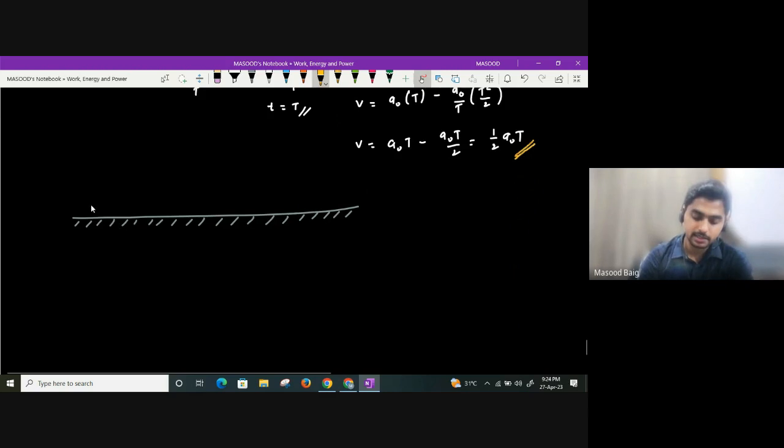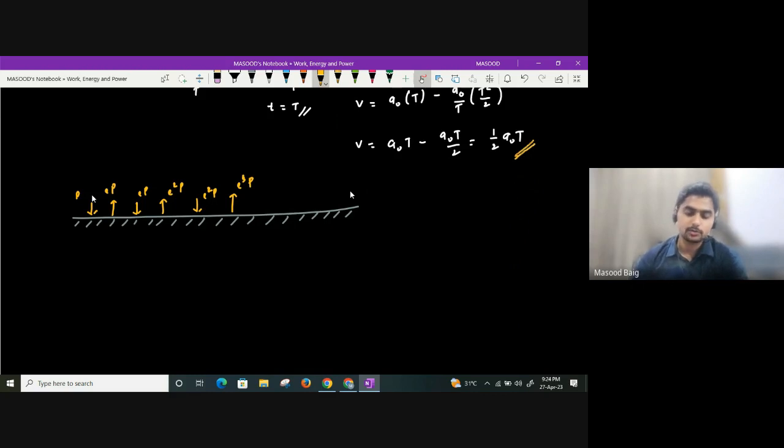Initially it is hitting with momentum p. So what will happen now? It will rebound with momentum ep. Again it will hit with momentum ep. It will rebound with e square into p. Again it will hit with e square p. It will rebound with e power 3 into p. Like that it will go on continuing.